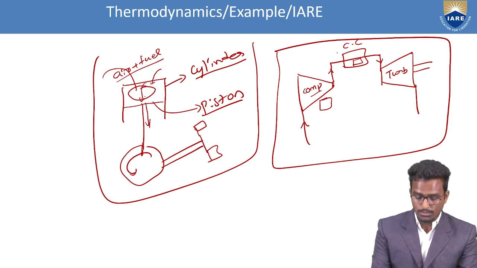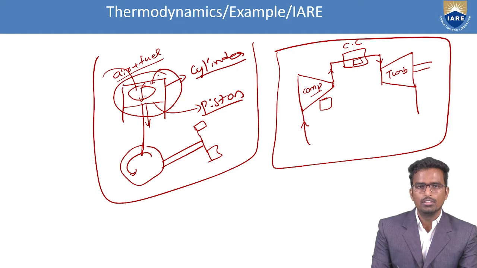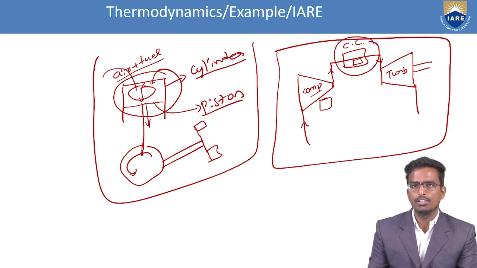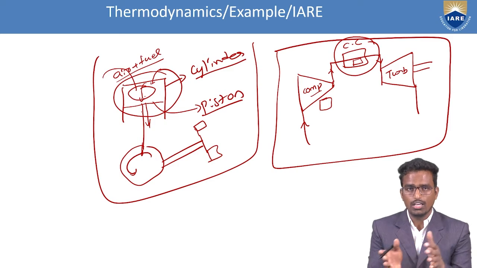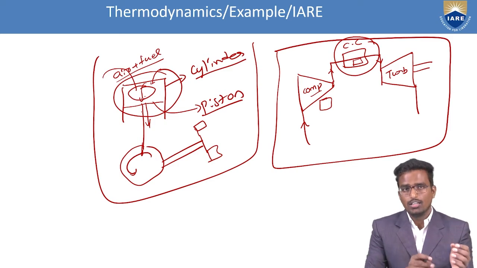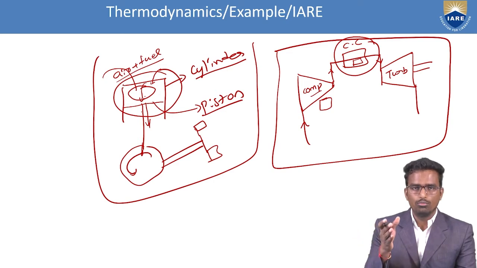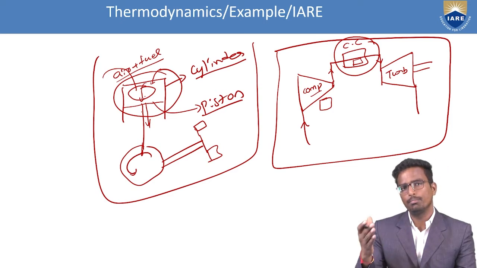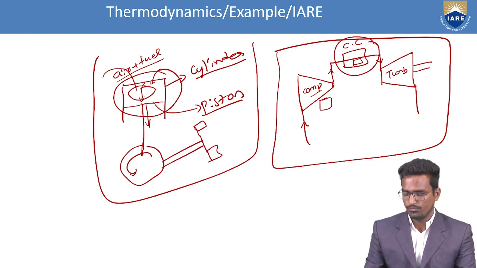What happens in both cases is that we use chemical energy, and we convert this chemical energy into mechanical energy. We are using a combustion system, that means we burn the fuel and convert that into mechanical energy. The meaning is that we use heat energy and convert it to the mechanical form. This type of system we call thermodynamic systems.